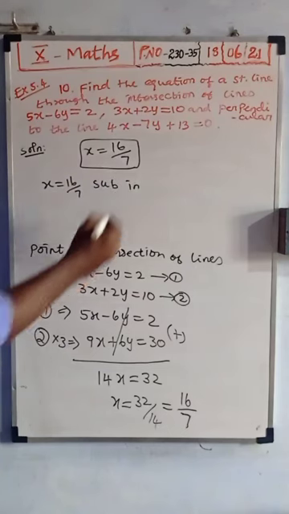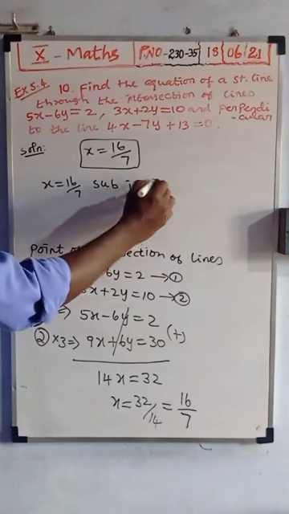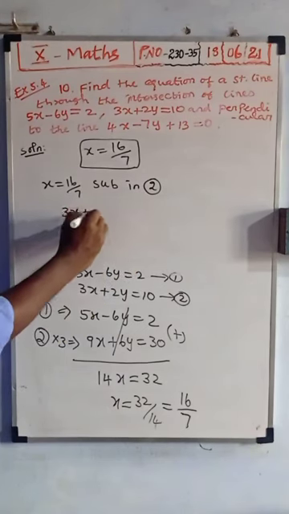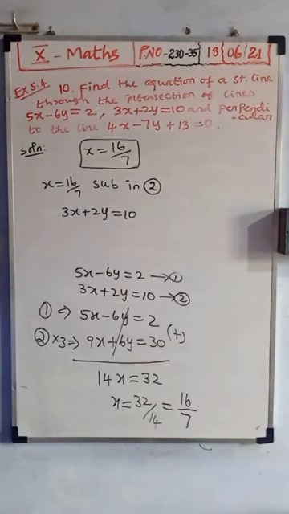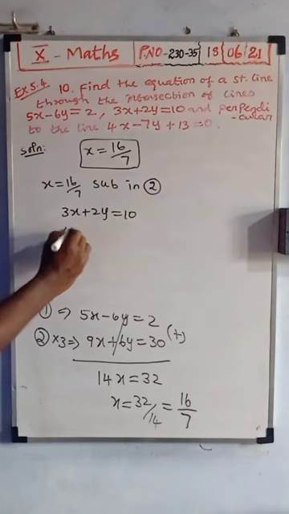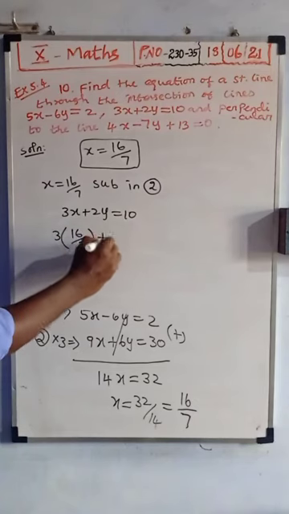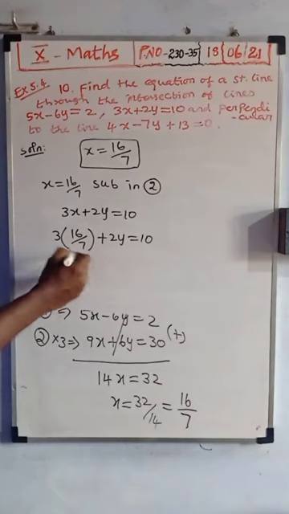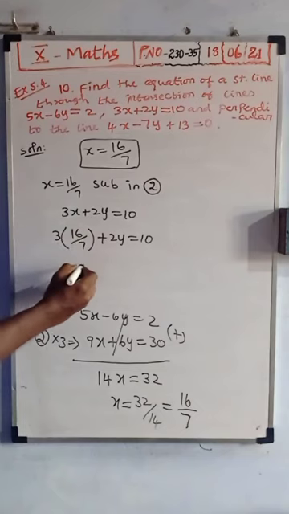Now substitute this x is equal to 16 by 7 in any one of the equations. Better to substitute in the second equation, since y is positive there. The second equation is 3x plus 2y is equal to 10. Now substitute: 3 of 16 by 7 plus 2y is equal to 10. Now 3 and 16 cannot cancel, so you should multiply 3 16s.